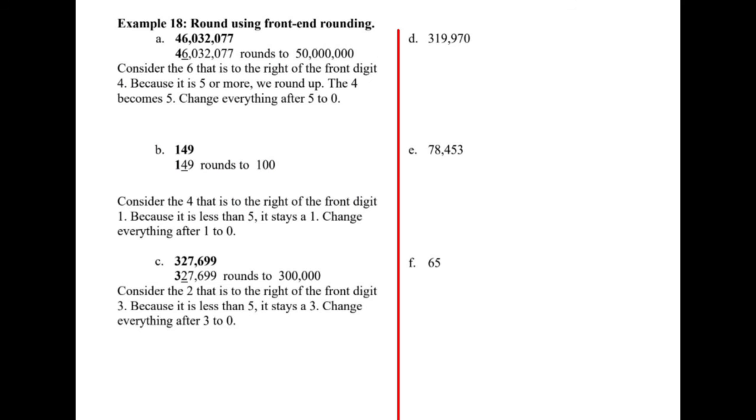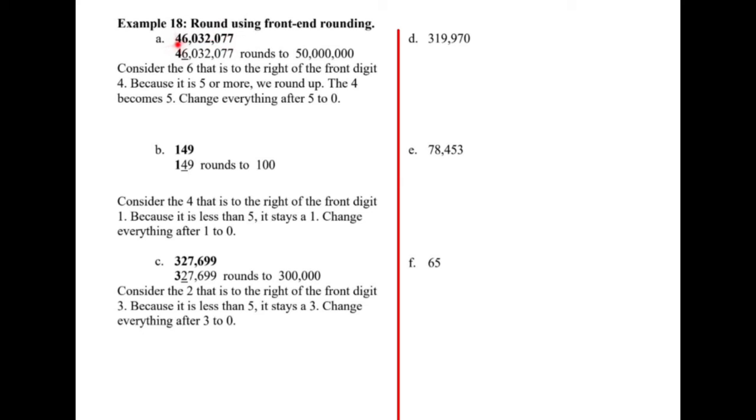Okay, so let's try a couple. Round using front end rounding. The highest place value is the place that the 4's in, so in this case, 10 million. You're going to look at the number after it, which is 6. 6 rounds it up, so we're going to round the 4 up to a 5, and then everything else gets replaced by zeros.